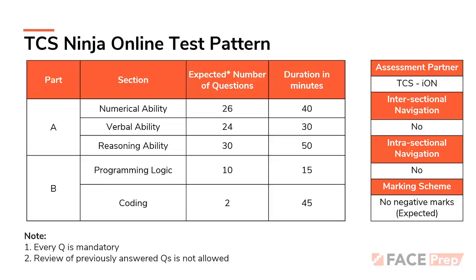Numerical ability needs to be solved in 40 minutes, and it is expected that there will be 26 questions. This number is based on the previous year. Verbal ability should be attempted in 30 minutes, with 24 questions. Reasoning ability again, 50 minutes and 30 questions need to be solved.